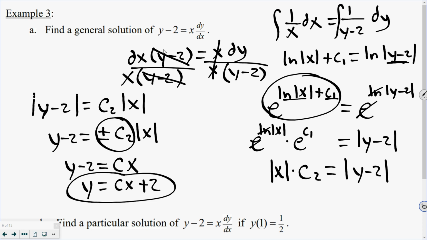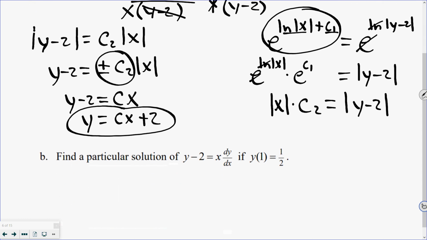I still need to figure out what c is equal to, so I come back up. This is the second part, so we're down to part B. Part B says find a particular solution for this. This is the same equation, and we already found the general solution right here. We want to find a particular solution. It tells me that when I plug 1 in for x, I get 1/2 back out. So I'm going to take the 1/2 and plug it back in there.